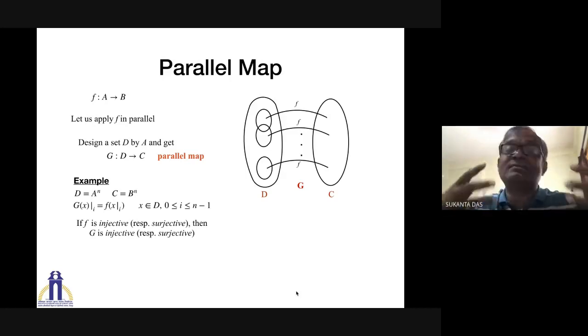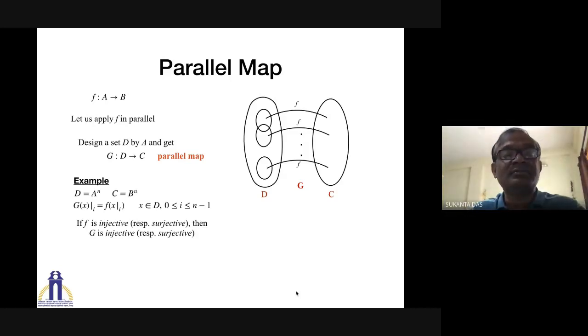Now if f is itself injective, then G, which I get out of this f by putting together, has to be injective, right? Similarly, if f is surjective, then G is also surjective. Ask me questions if you have any after the presentation. If you have any problem with this result, I am claiming that if f is injective, then G is also injective, as well as if f is surjective, then G is also surjective.